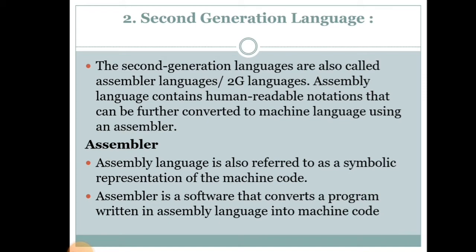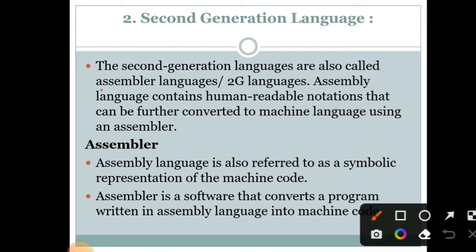Next one is second generation languages, also known as assembler languages or 2G languages. I already told that assembly language contains human readable notations. Those notations are called mnemonics, which can be converted into machine language using an assembler, because the computer only understands machine level language. These notations, like MOV, sub, add, div, mul, cannot be understood by the computer, so a translator is needed to translate assembly level language into machine level language. The translator is known as an assembler.